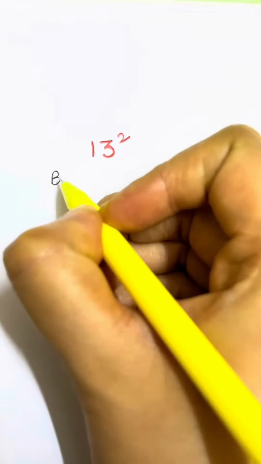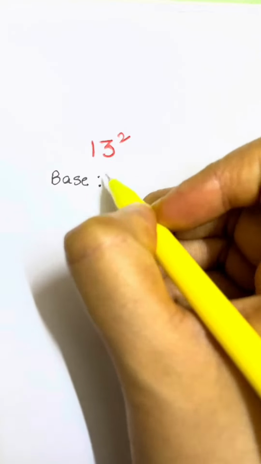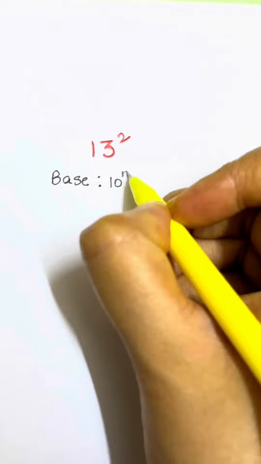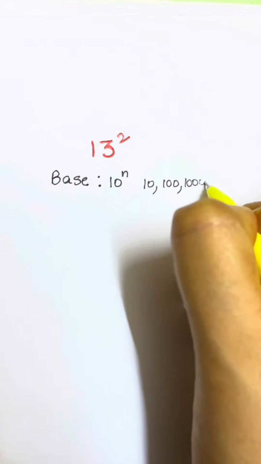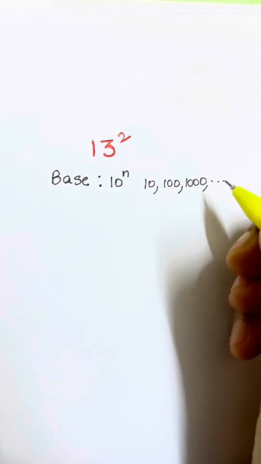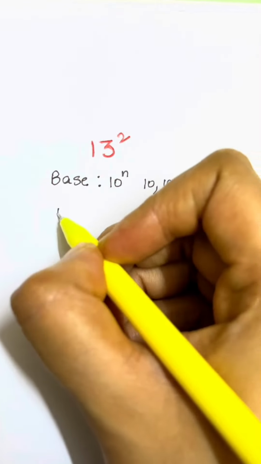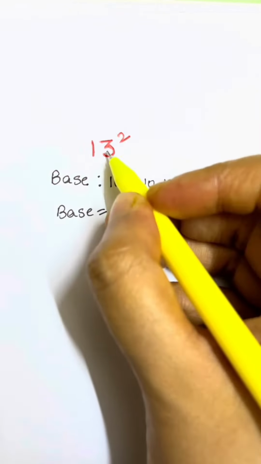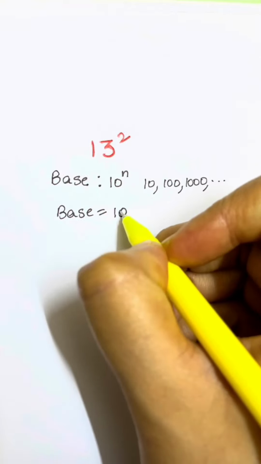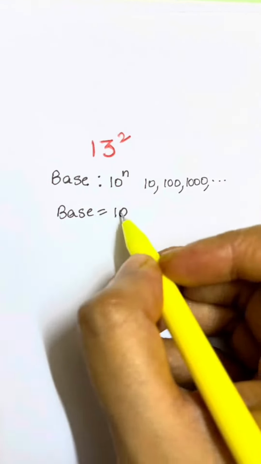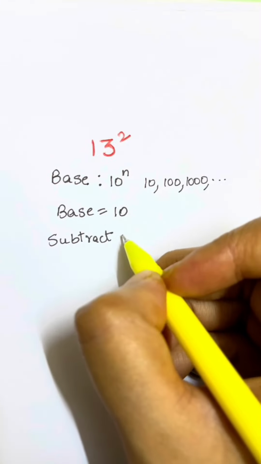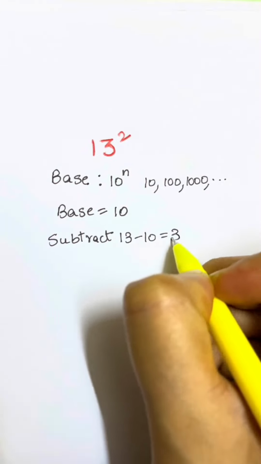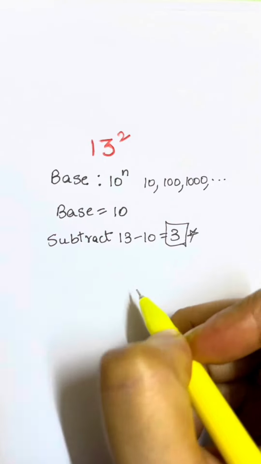Very fast. So all you have to do is find out the base for that number, and the base can be powers of 10. It can be anything like 10, hundreds or thousands, which is nearer to the squared number. So here the number which is nearer to 13 is 10. So we take the base as 10 and then we subtract the base from the squared number. So 13 minus 10 will give us 3, and that's a very important part.